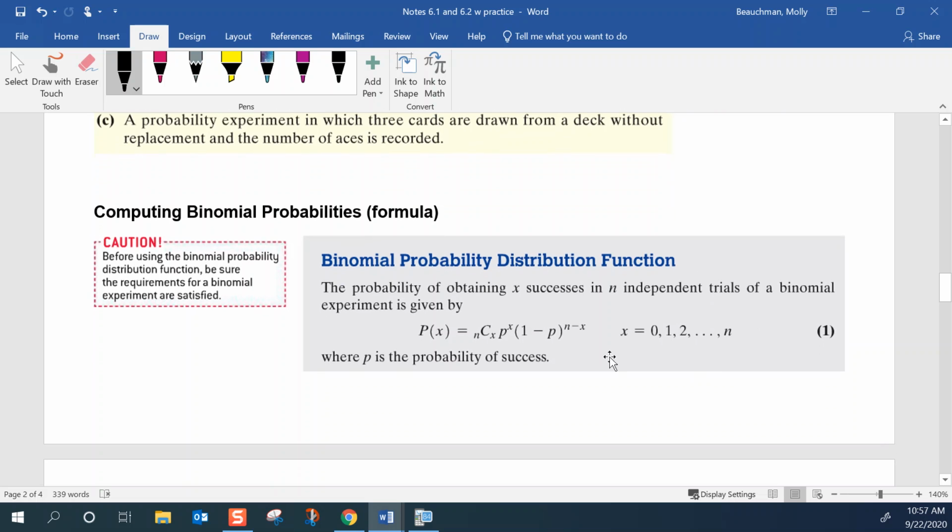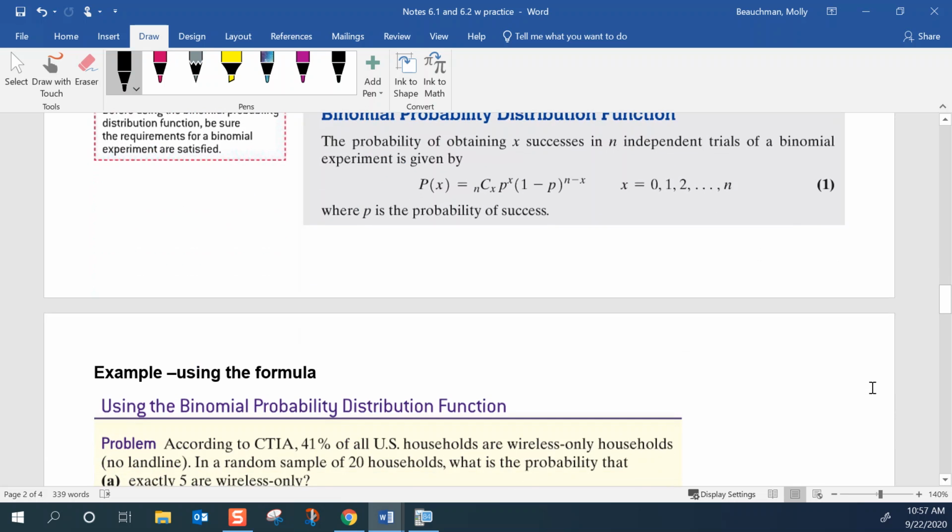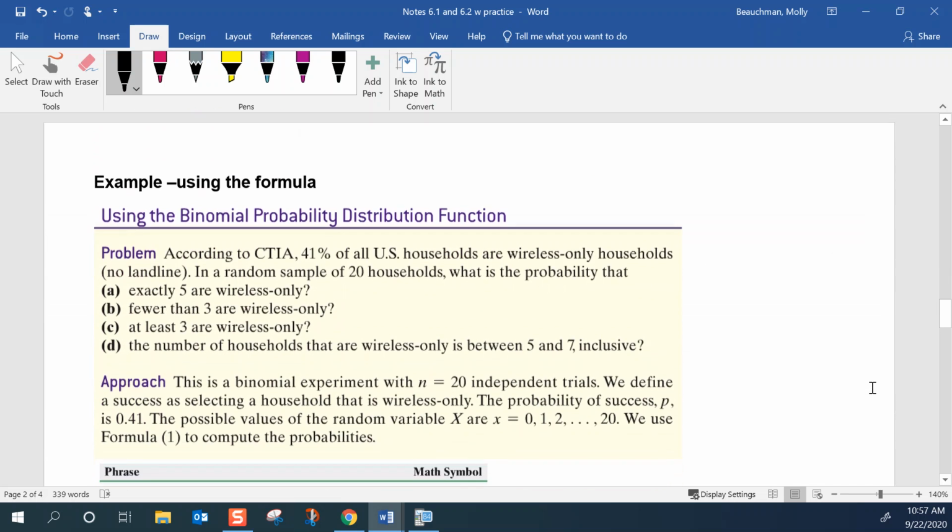Next is how to compute a binomial probability. There's a formula. The probability of obtaining x successes in n independent trials is given by the formula: P of x is equal to the combination nCx times p to the power of x times 1 minus p to the power of n minus x, where p is the probability of success. So we'll see how the formula works, and then we'll go ahead and use the calculator.